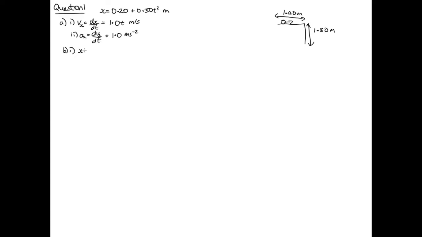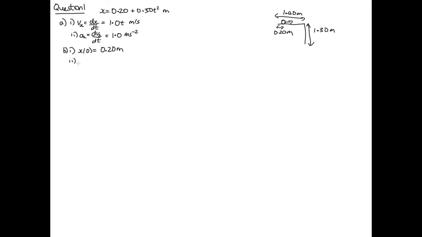Now part B says at time equals 0 to find firstly the displacement. So we just need to find x at t equals 0. So we just substitute t equals 0 into this equation and we end up with 0.20 meters. So it starts 0.20 meters from the end.